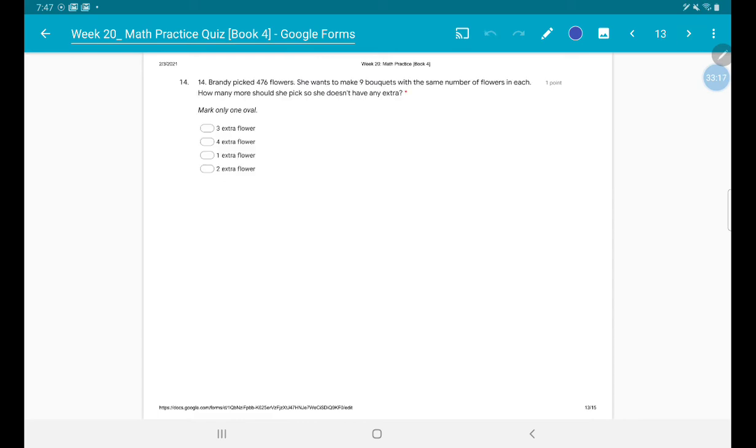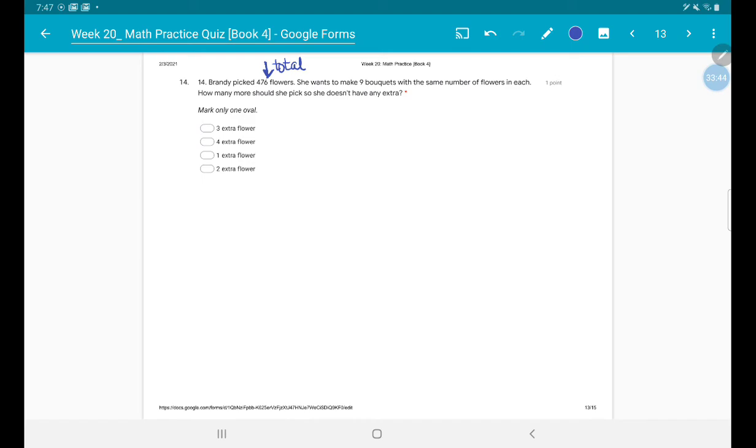Next, we have the question. Brandy picked 476 flowers. She wants to make 9 bouquets with the same number of flowers in each. How many more should she pick so she doesn't have any extra? So let's start with what we know. We know she picked 476 flowers. That's the total she has.